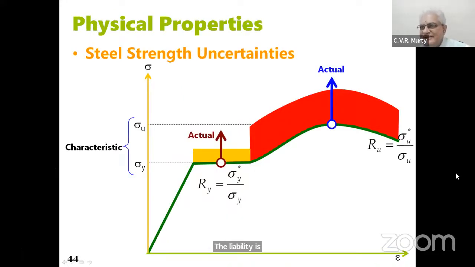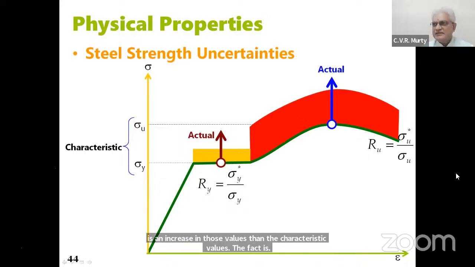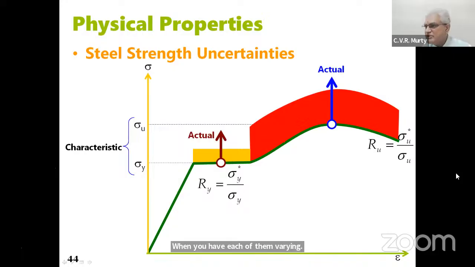Now, there are two things that are bothering us in the design process. One is that the sigma y, the yield strength, is not the characteristic value. And the second thing is the ultimate UTS is not the characteristic UTS. There is an increase in those values over the characteristic values. The fact is, when you have each of them varying, the design has to, we just talked about our ductile link's overstrength has to become the design force for the brittle link.